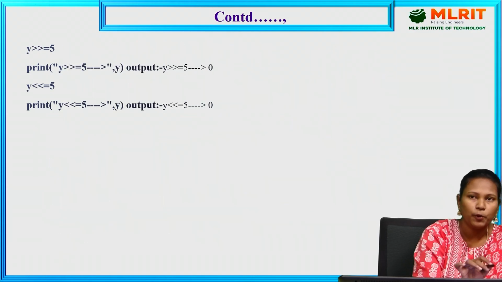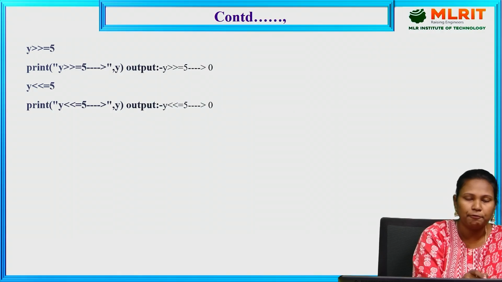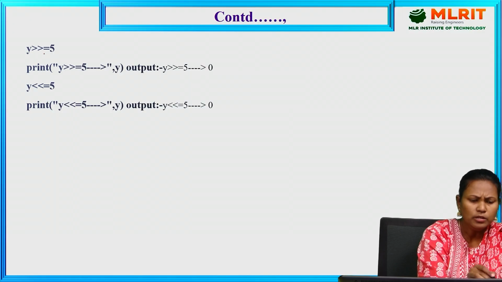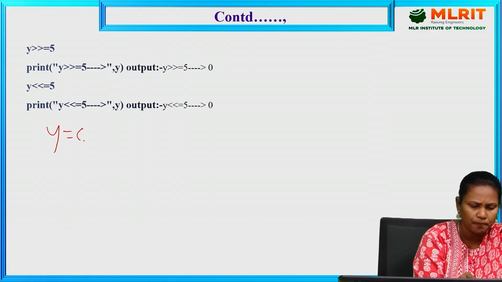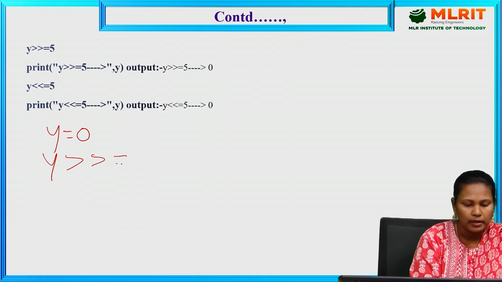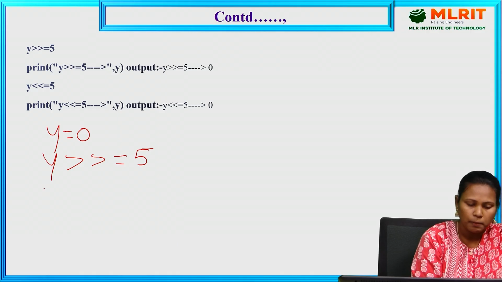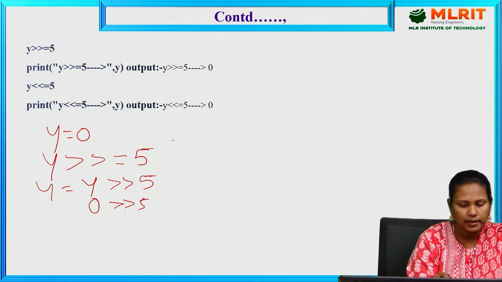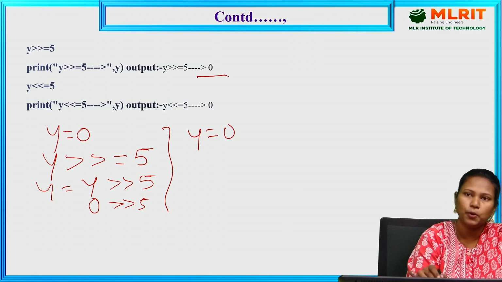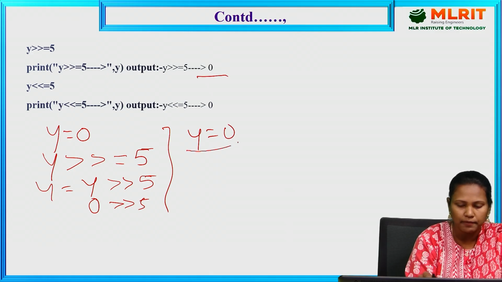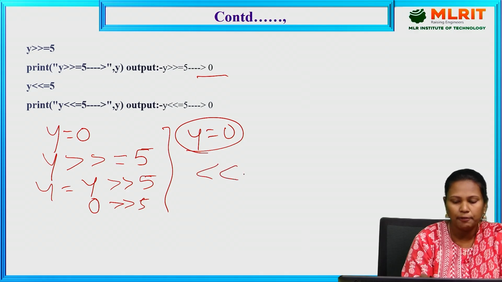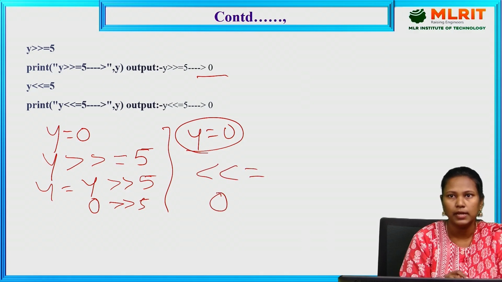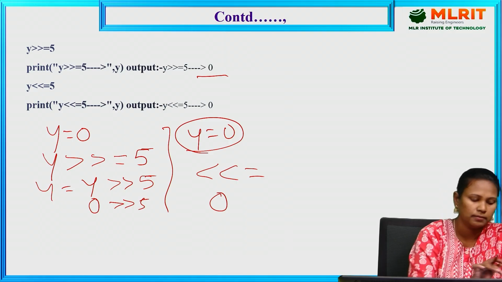Now we are performing the right shift and the left shift operations. So here now the y value is 0. We are performing the right shift operation. y right shift equal to 5 means y is equal to y right shift of 5. Y value is 0. 0 right shift of 5 results in y equal to 0 only. And again with the y value 0, we are performing the left shift also, the resultant is 0. These are the assignment operators.